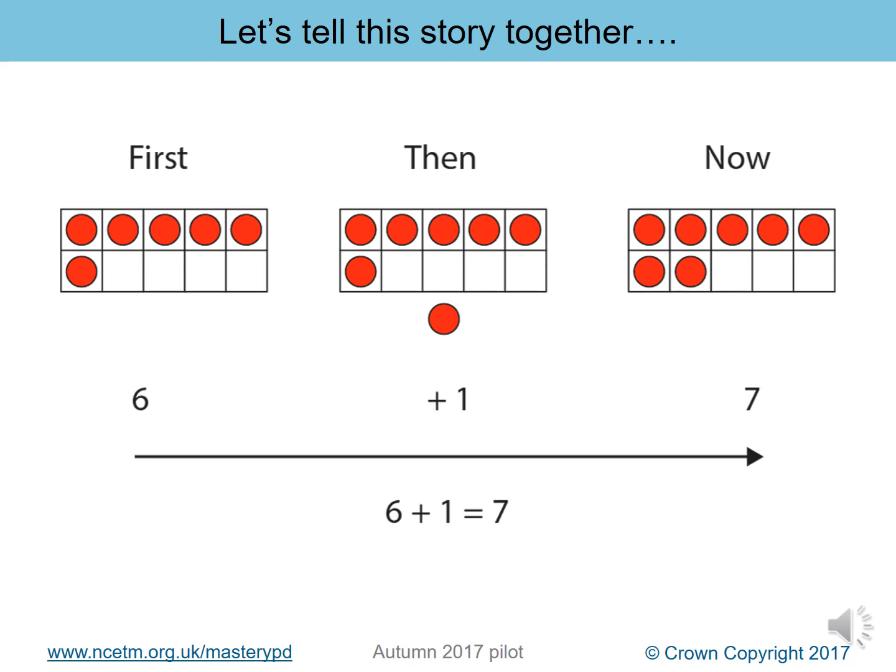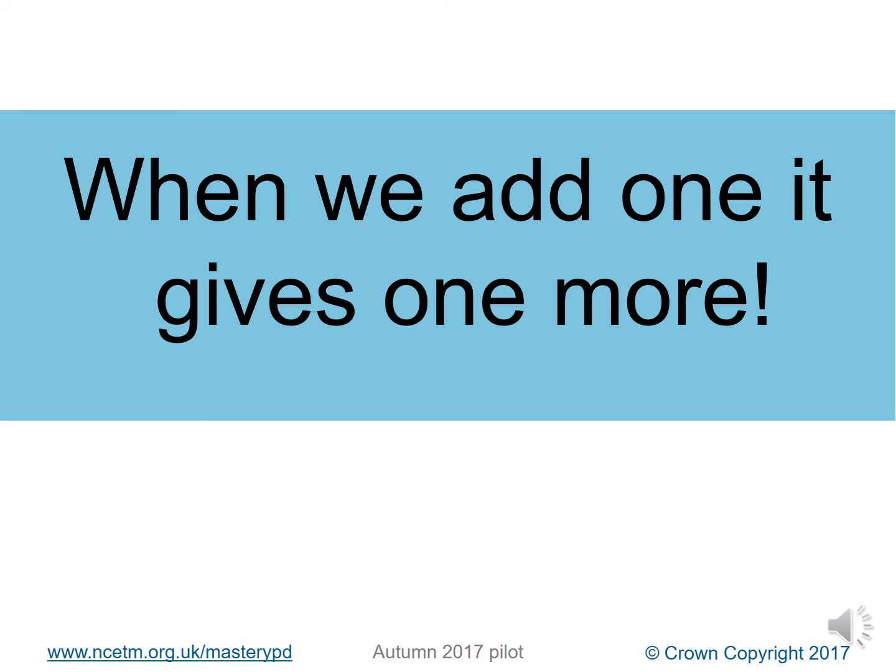First we had 6, then we added 1, now we have 7. 6 add 1 equals 7. So there it is in our story format. So remember, when we add 1, it gives 1 more. Every time we add 1, it's just like saying 1 more. So we did 6 add 1 gave us 7. We did 3 add 1 gave us 4. We know 3 add 1 is 4 because 1 more than 3 is 4. And 6 add 1 is 7, 1 more than 6 is 7.